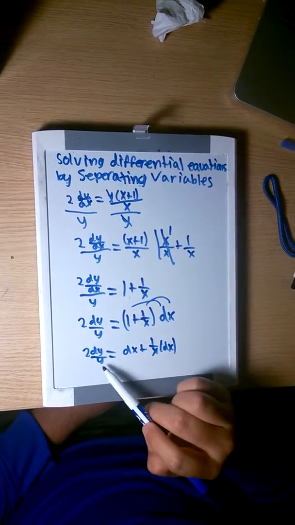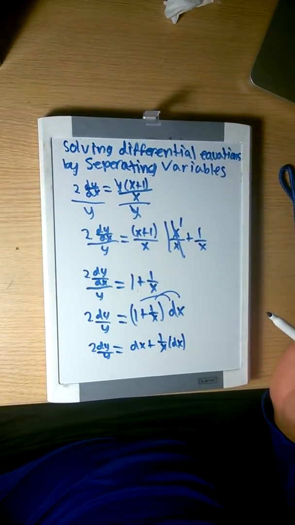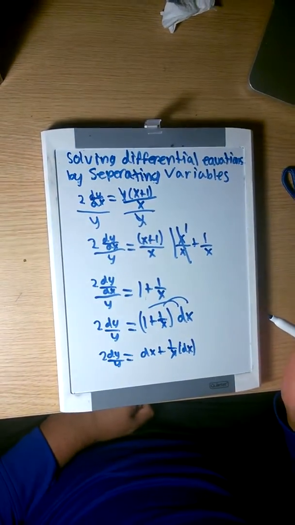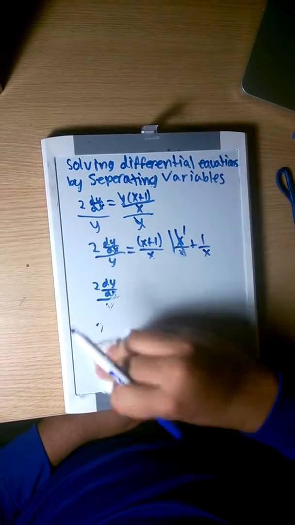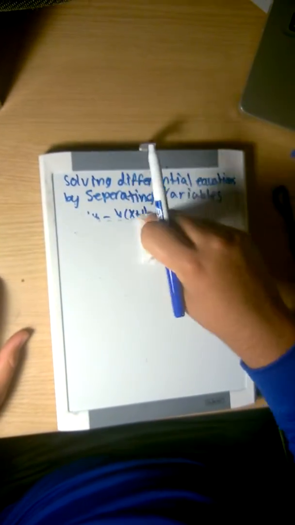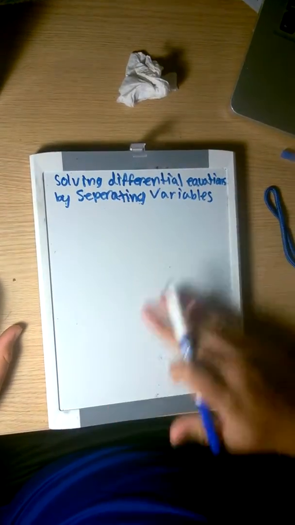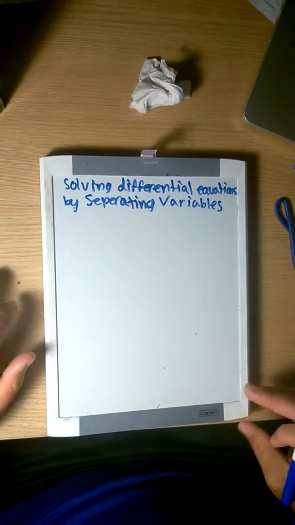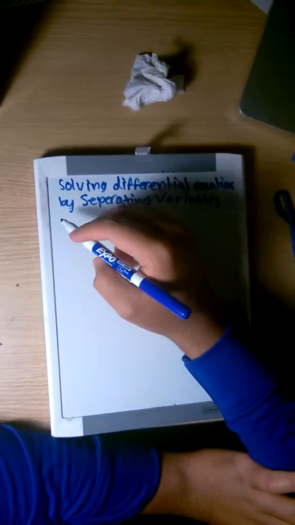Alright, now that we have all the dy's and the y's and all the dx's and the x's on the same side, it's a lot easier to solve the differential equation. And then we clean this board up real quick. Alright. Now that we agree on that formula, now we try to solve the differential equation.